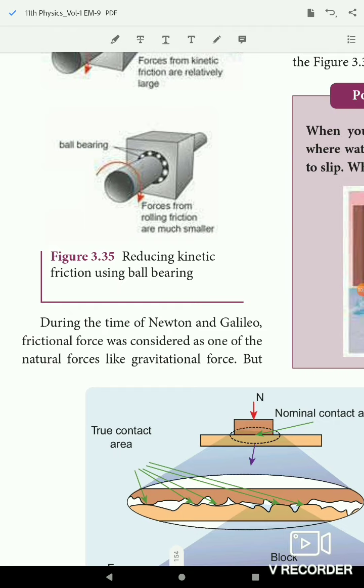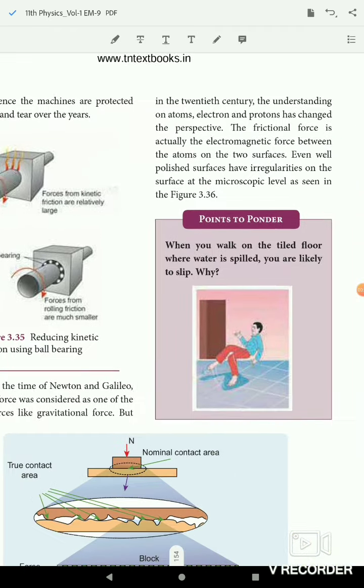Friction was considered as one of the natural forces like gravitational force, but in the 20th century the understanding of atoms, electrons and protons has changed the perspective. The frictional force is actually the electromagnetic force between the atoms on the two surfaces.